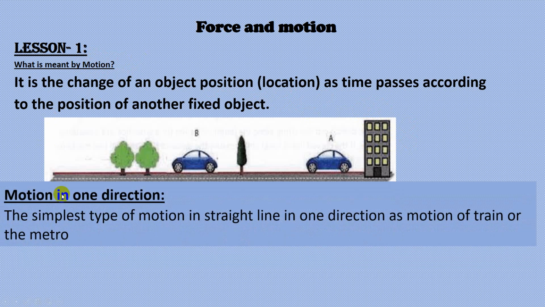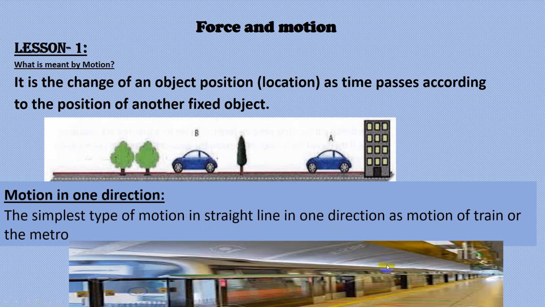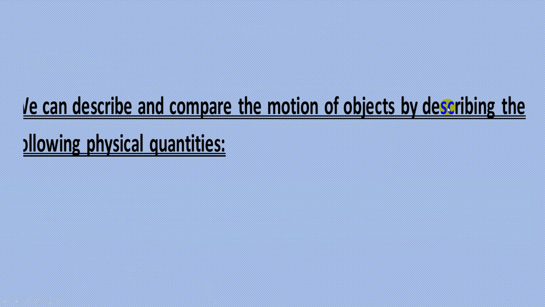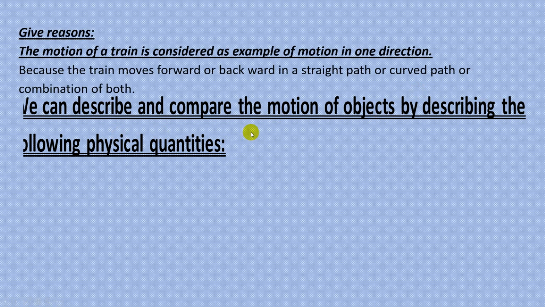But what is the motion in one direction? For example, like a motion of a train. It's considered as the simplest type of motion. It's the motion in just a straight line, like the motion of the train or a metro. The train is moving in a straight line. So this is called the simplest type of motion. We can describe and compare the motion of an object by describing the following physical quantity.